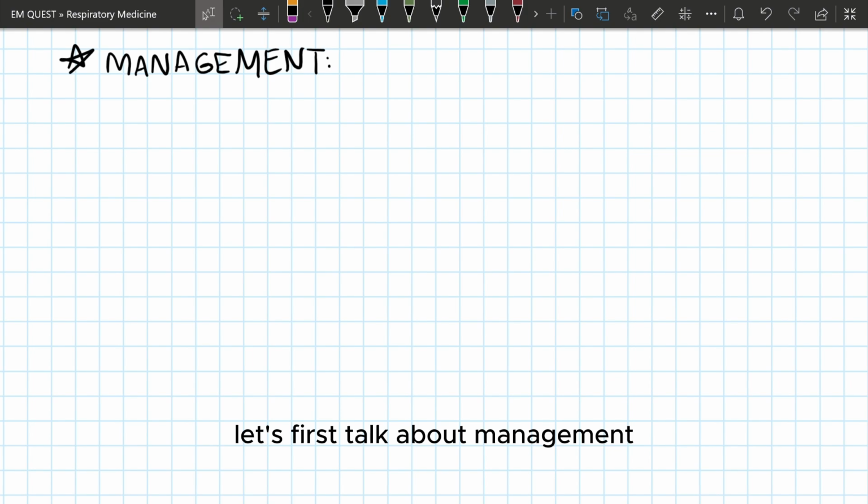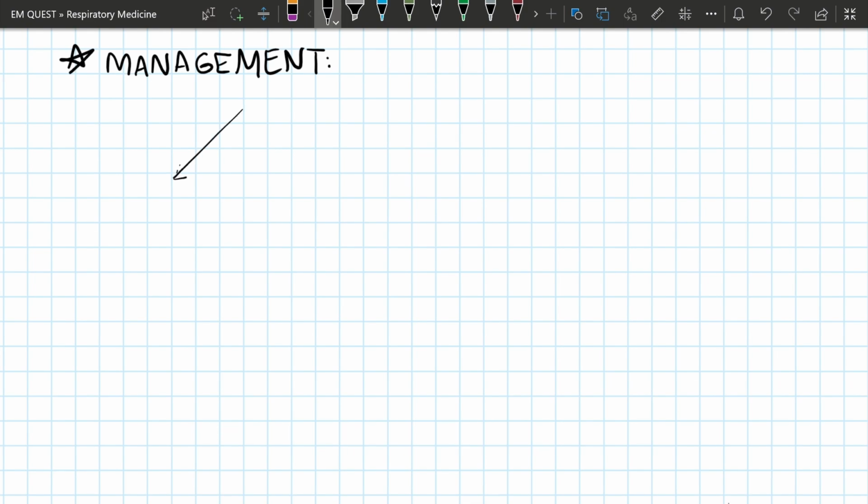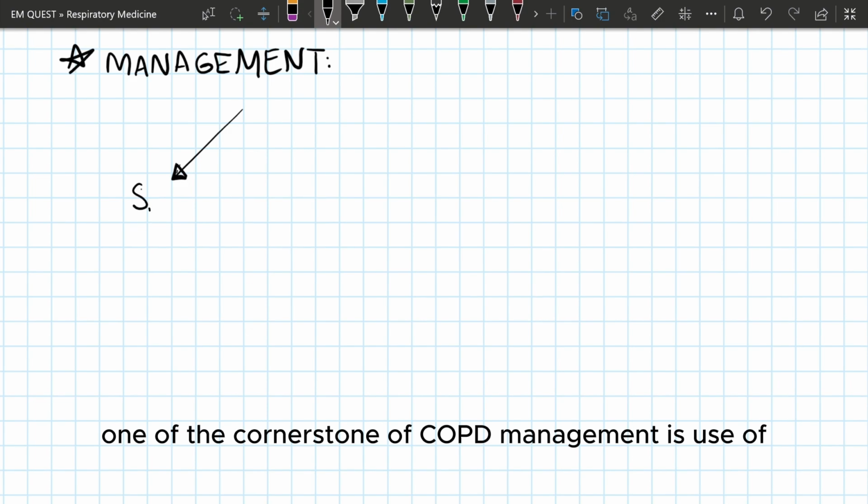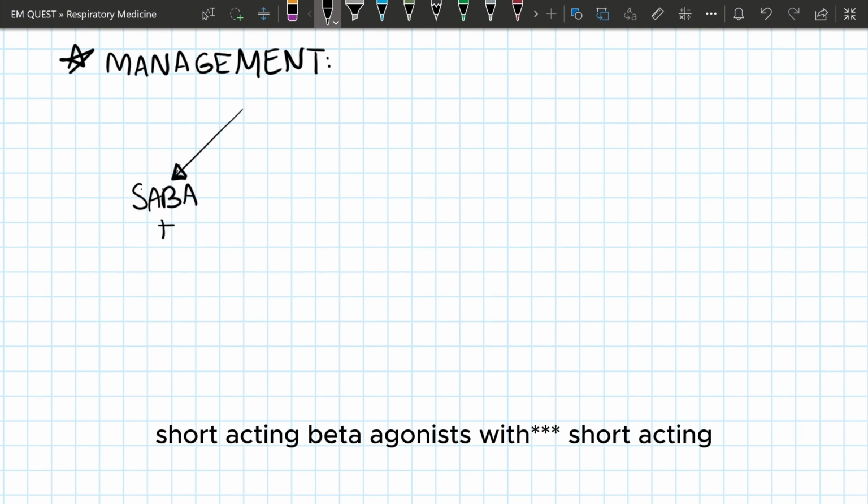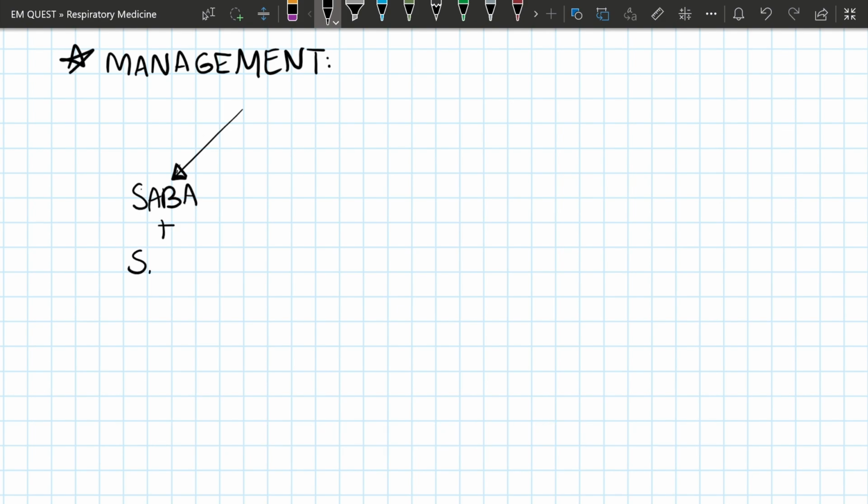Let's first talk about management that is specific to COPD, so the general guidelines of management. One of the cornerstones of COPD management is the use of short-acting beta agonists with or without short-acting anticholinergics.